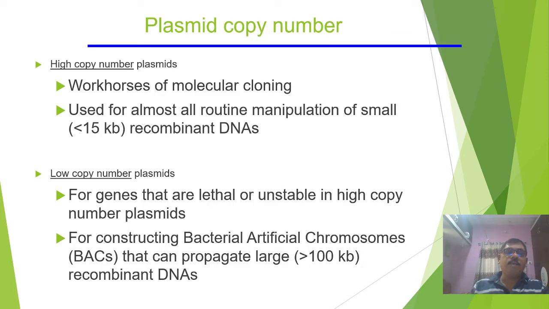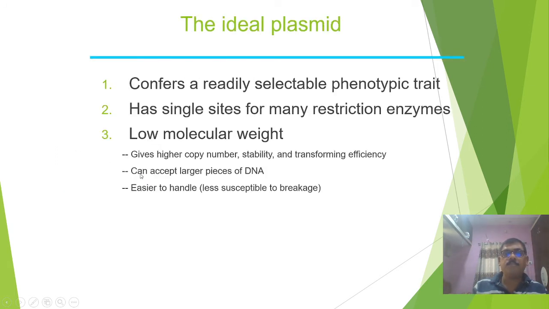Then the plasmid copy number. High copy number plasmids are workhorses of molecular cloning, used for almost all routine manipulation of small recombinant DNAs, for genes that are lethal or unstable in high copy number plasmids, and for constructing bacterial artificial chromosomes. This is another plasmid that can propagate large, up to 100 kb, of recombinant DNA. So the plasmid copy number is very important for genetic recombinant technology.